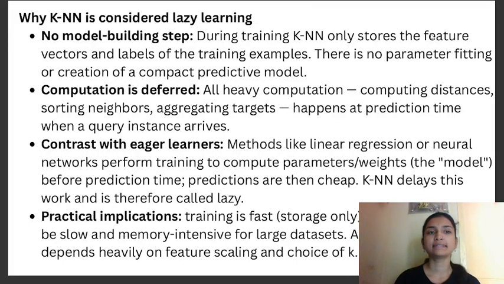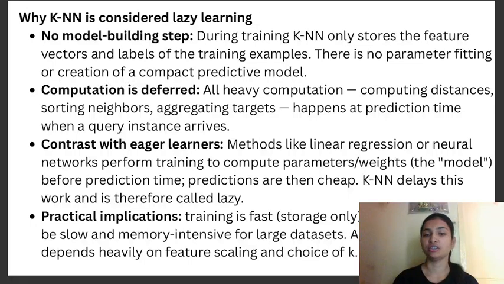First, no model building step. During training, KNN only stores the feature vectors and labels of the training examples. There is no parameter fitting or creation of a compact predictive model. Computation is deferred. All heavy computation, computing distances, sorting neighbors, aggregating targets, happens at prediction time when a query instance arrives. Now, contrast with eager learners. Methods like linear regression or neural networks perform training to compute parameters, weights, before prediction time. Predictions are then cheap. KNN delays this work and is therefore called lazy.